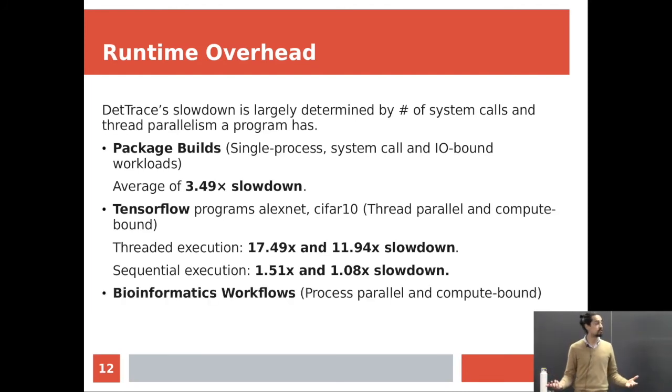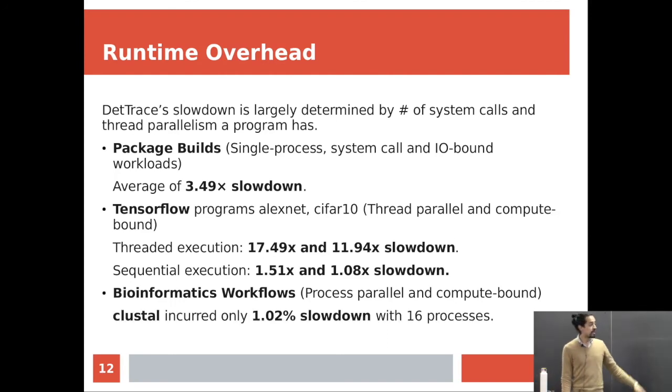Finally, the best case scenario for us is when we have process parallel compute-bound programs, and bioinformatics workflows often fall into this category. For example, our best program was this cluster program, which saw only a 1.20x slowdown, running with 16 processes. As I talked about earlier, we still allow processes to run in parallel in the regions where they're not executing system calls. This works very well for programs like cluster that are very compute bound. And as you see, our performance scales with the number of processes added.